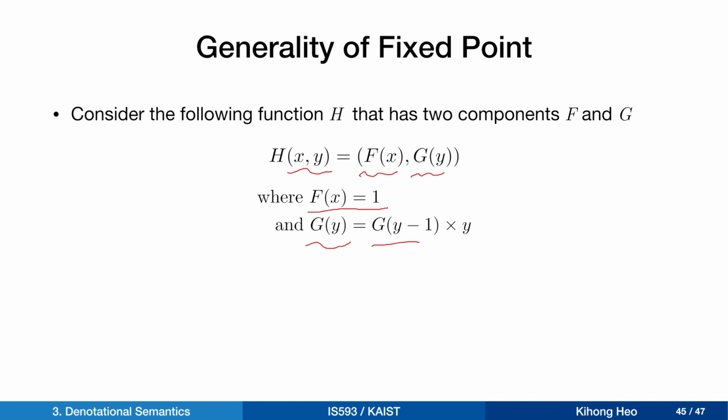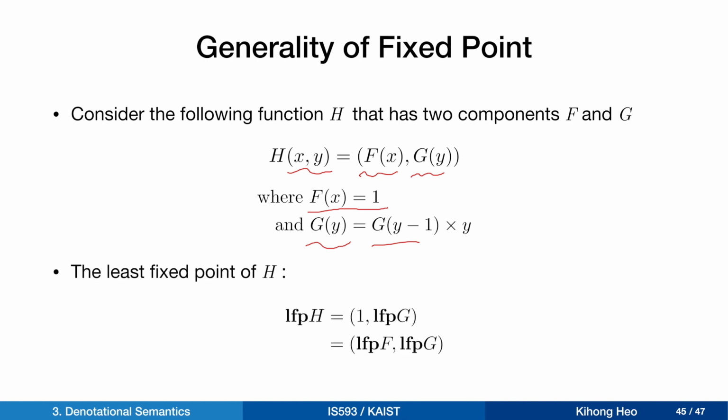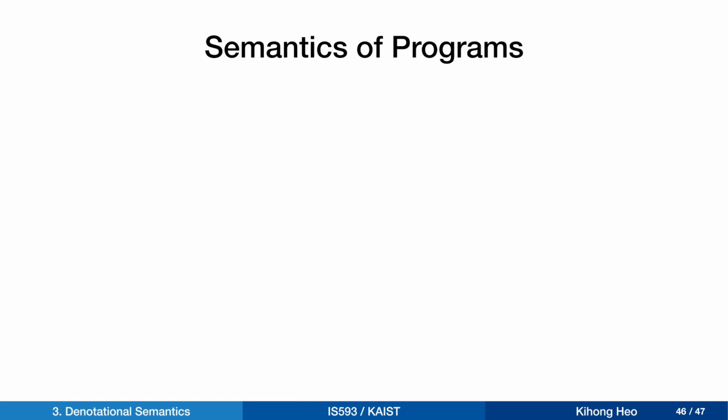Okay. Then what is the least fixed point of H? One might say that the least fixed point of H is a pair of 1 and the least fixed point of G. Okay, but we can use the notion of least fixed point for the constant function also, right? So generally, the least fixed point of H can be compositionally defined using that of each component f and g, like this. Okay, so here is my point.